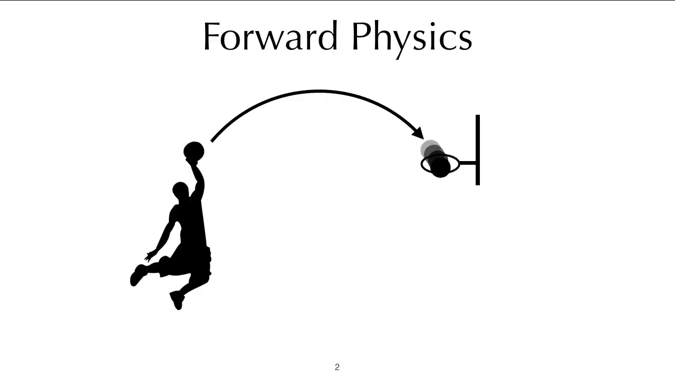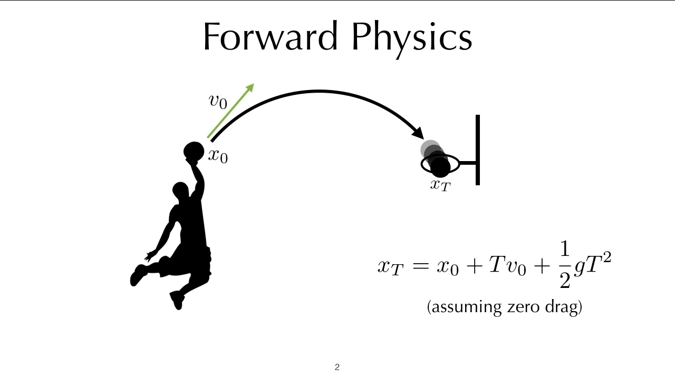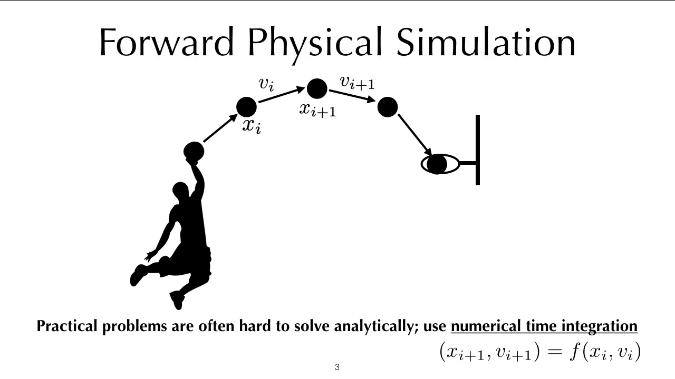So before we start, let me briefly introduce what is forward physics simulation. Let's say you have a basketball, you want to throw it. In this very simple case, let's assume we have zero drag. You can accurately predict the final position after time t, x sub t, as a function of various physical parameters. In this simple case, you can have a very simple analytical solution for the final position. However, the practical problems are often harder and it's often not possible to solve analytically. So that's why people usually use numerical integration to move forward in time and do some prediction.